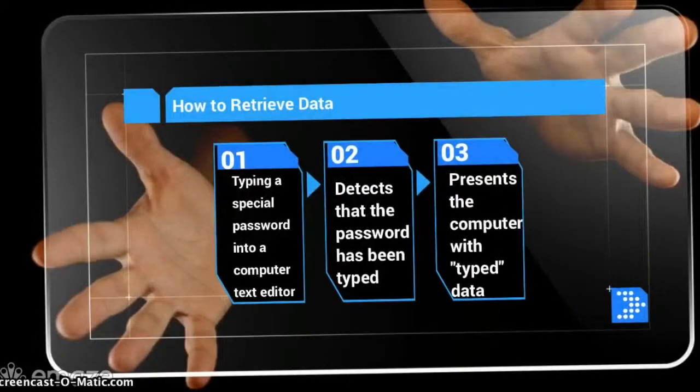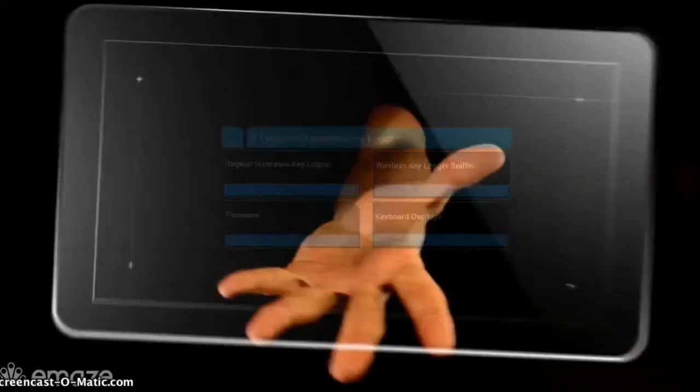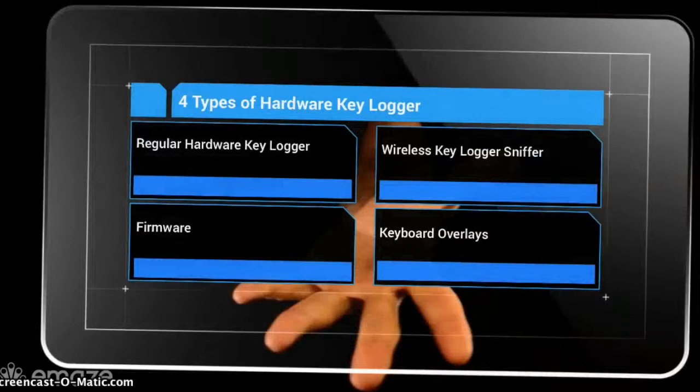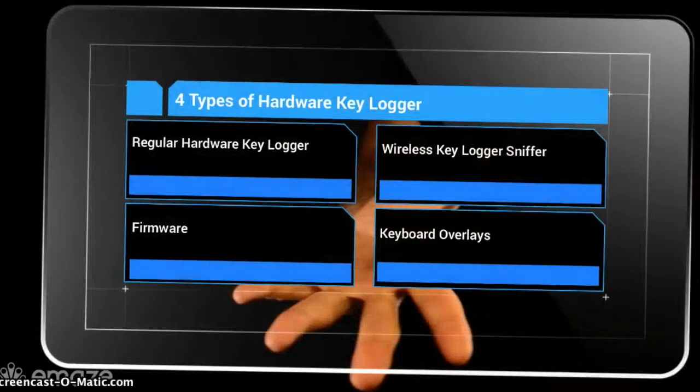How to retrieve data. The first step is typing a special password into a computer text editor. The second step is detecting that the password has been typed. And the third step is presenting the computer with the typed data. Four types of hardware keylogger: regular hardware keylogger, wireless keylogger sniffer, firmware, and keyboard overlays.